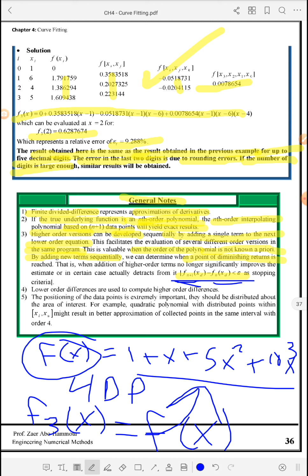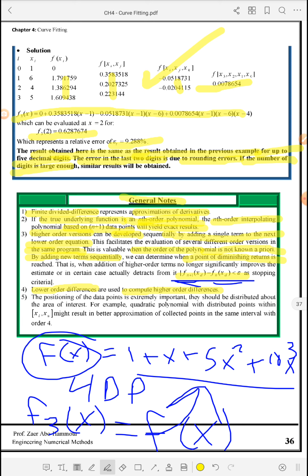We check the difference between the fourth and the third at xd. If the difference is less than epsilon, then we quit and we say the fourth polynomial is the best, and we don't keep increasing the order after this point. So lower order differences are used to compute the higher order difference.